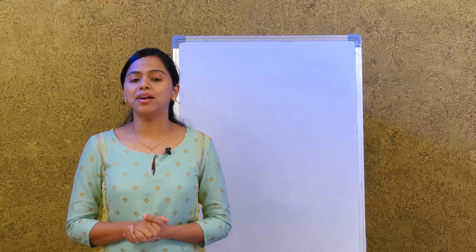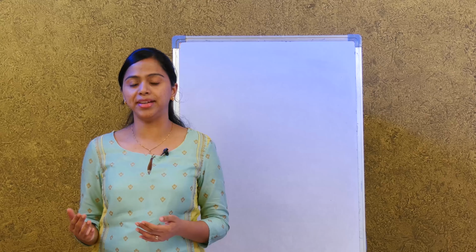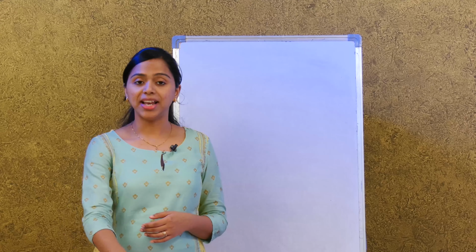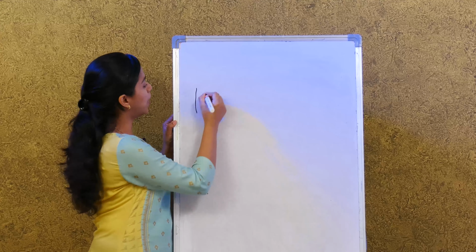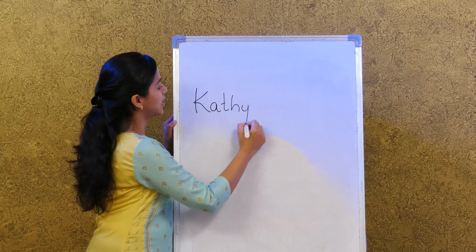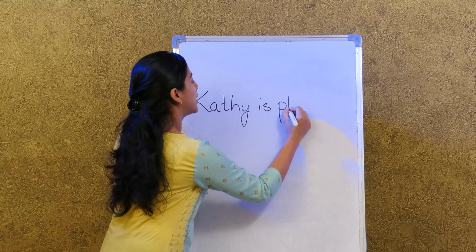And always remember, a sentence has two parts. One is subject and the other is predicate. Subject is something which is talked about. Let's try one. I'm going to show you an example. Now, we're going to write a sentence here. Kathy is playing.